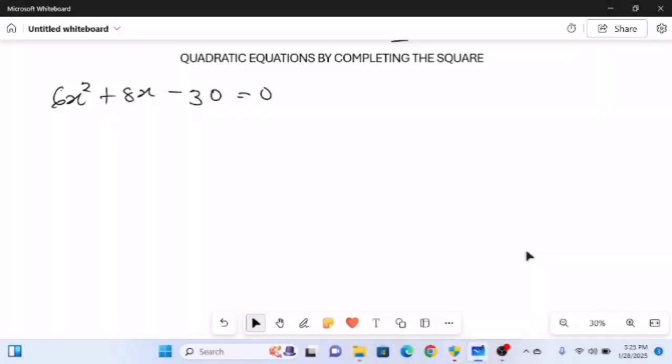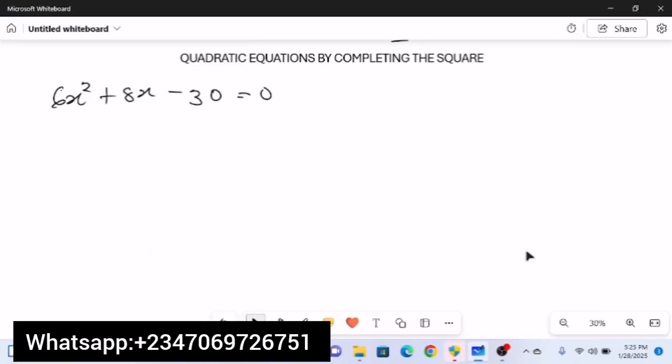So in this video, we're going to be looking at quadratic equations by completing the square method. And we're going to be considering this question to explain this concept. So we have 6x squared plus 8x minus 30 equal to 0. And we have to find the values of x using the completing the square method.